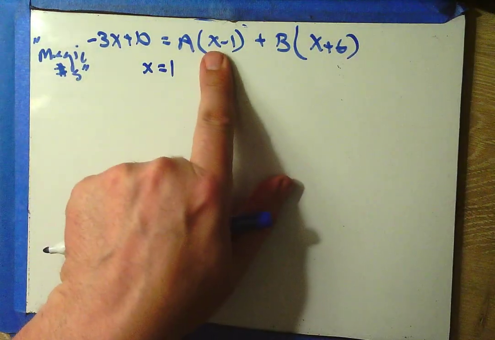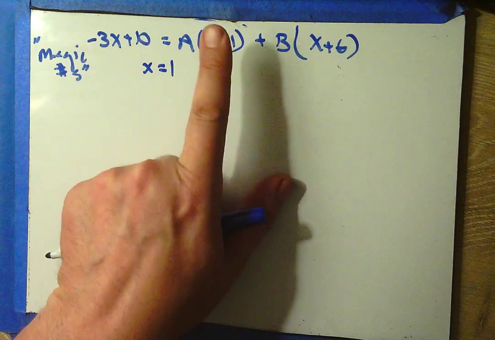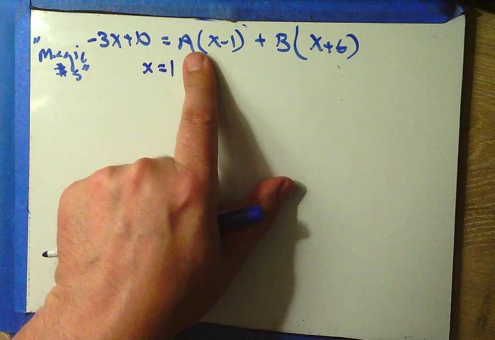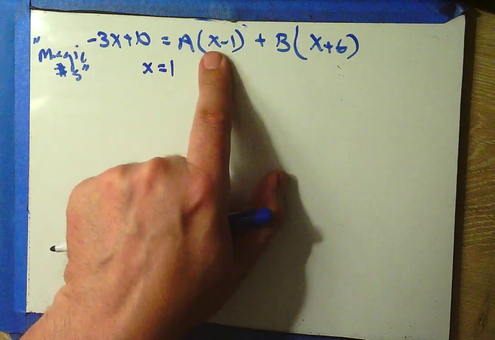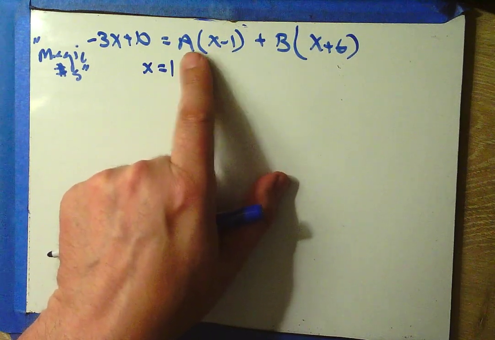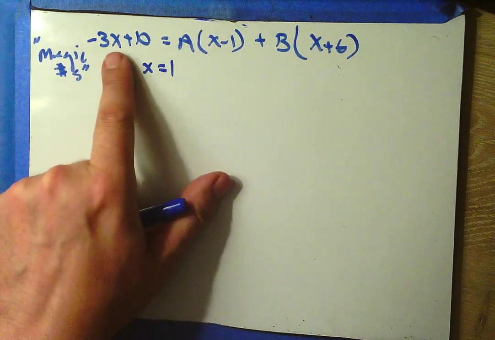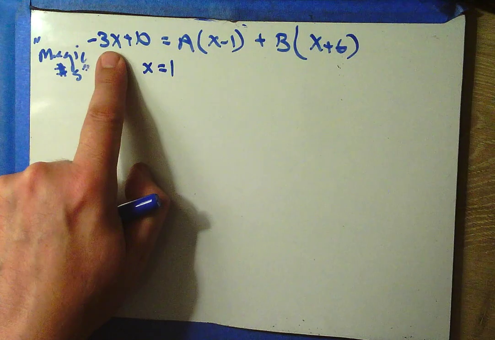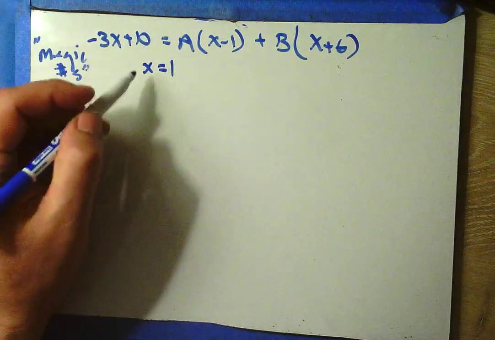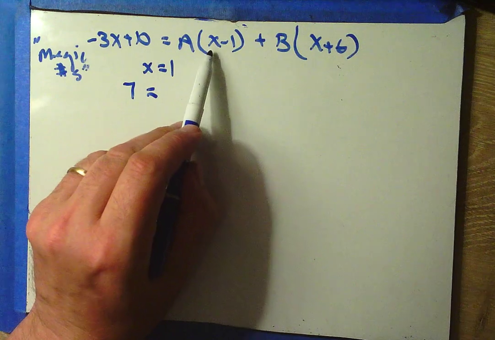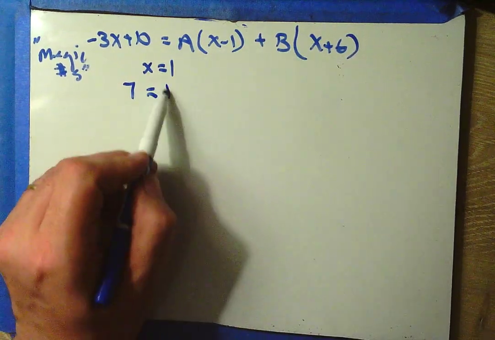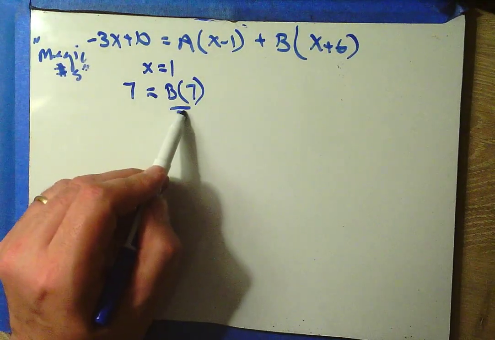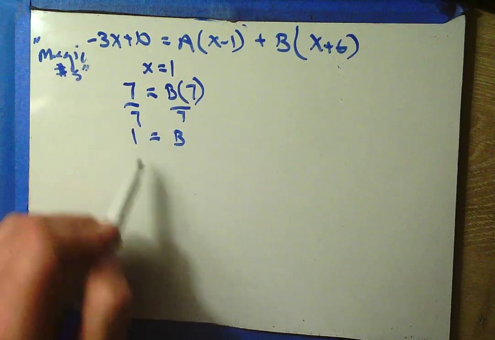How come? Because 1 minus 1 is 0, and 0 times a is 0. Poof, we made a disappear. So when I plug in a 1, 1 minus 1 is 0, 0 times a is 0, all of this is gone. I still need to plug in my 1 for these x's, so over here I have negative 3 times 1, which is negative 3, plus 10 is 7. Here I have 0, plus b times 1 plus 6. Oh look, 7b equals 7. And I get b equals 1.